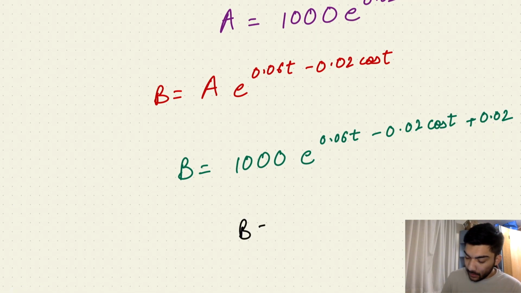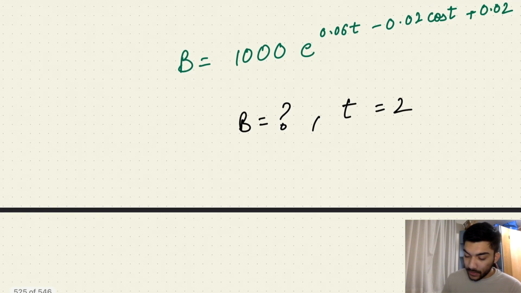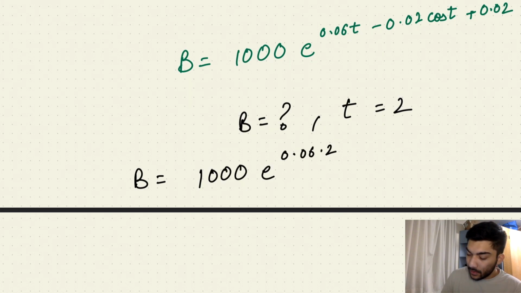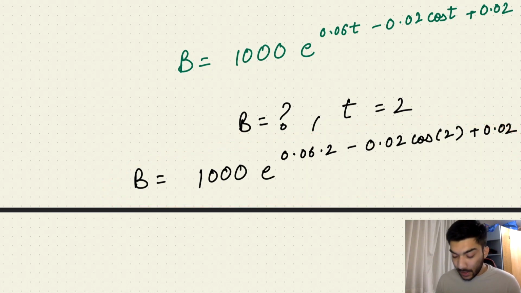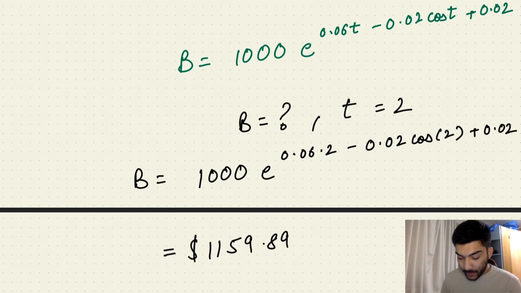So we have to calculate the value of the balance when your t is equal to 2. Your balance would simply be, you can substitute t in this equation, it will simply be b equals 1,000 times e to the power 0.06 times 2 minus 0.02 times cos of 2 plus 0.02. And you can leave your answer as it is, or you can simplify this expression and get the exact value. And if you simplify this expression, you'll get $1,159.89 at the end. And you have to just make sure that this 2 in cos 2 is in radians. It's not in degrees, it's in radians.